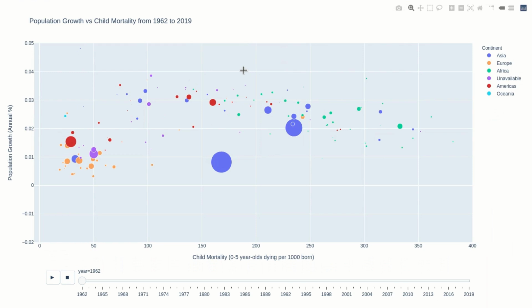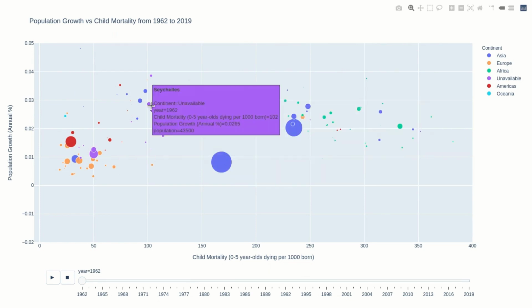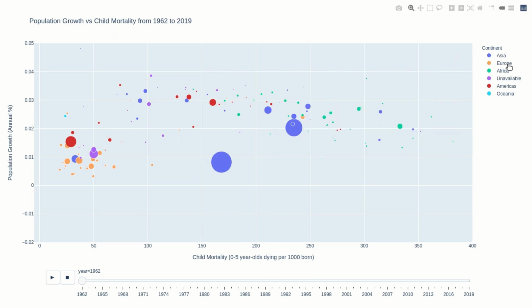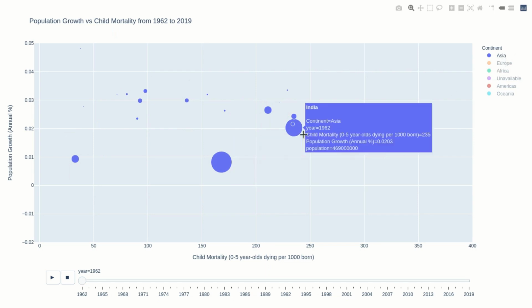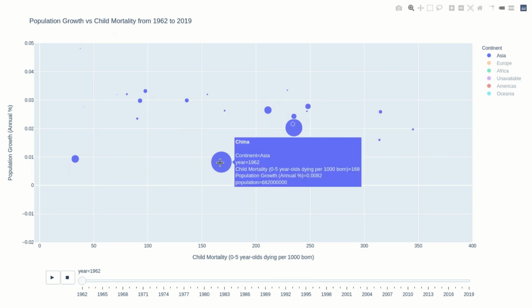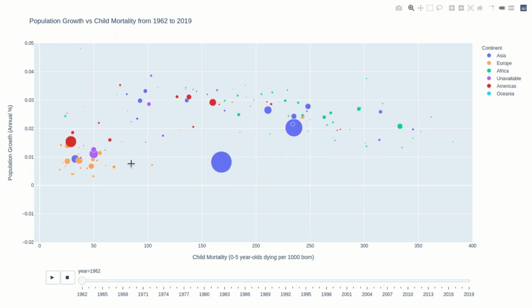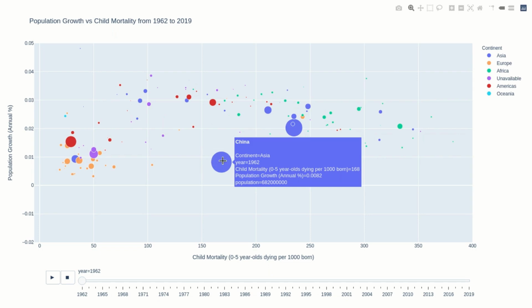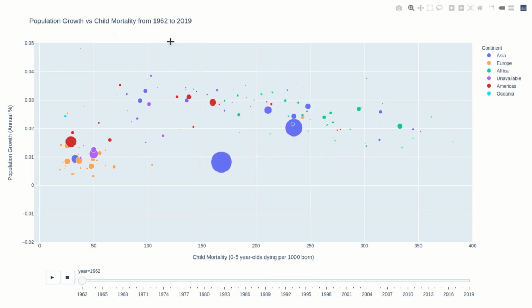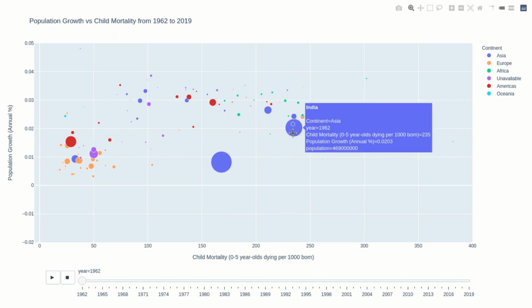Here we have a bubble chart, and the points in this chart, these bubbles, represent countries, and the colors are decided by the continents. So here these bubbles represent just the continent of Asia. Here we have China, which is the largest bubble here. The size of these bubbles depends on the population. So China is currently the most populous country in this chart, and then we have India here.